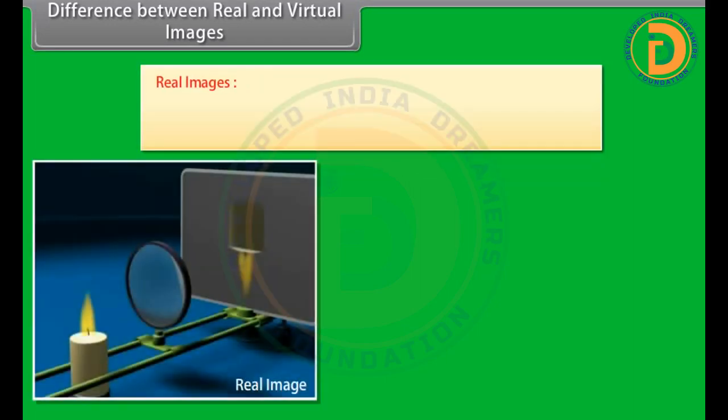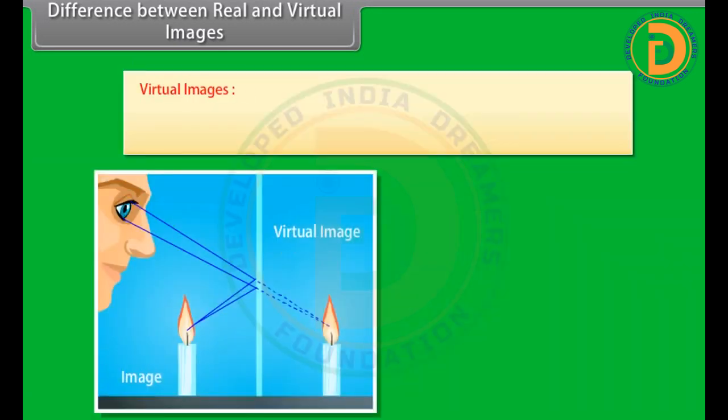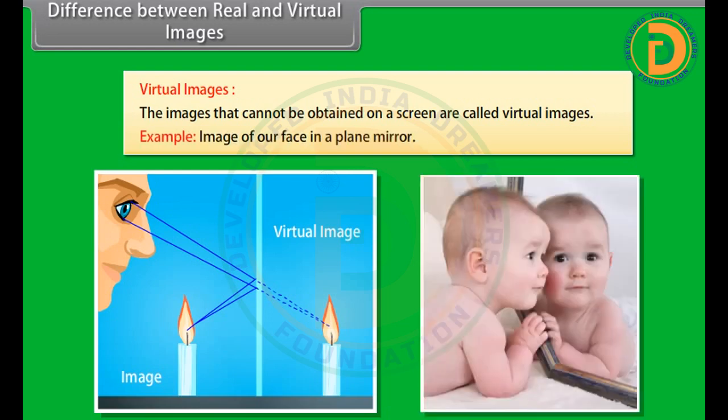Difference between real and virtual images. Real images. The images that can be obtained on a screen are called real images. Example. Images formed on a cinema screen. It is formed by a concave mirror. Virtual images. The images that cannot be obtained on a screen are called virtual images. Example, image of our face in a plane mirror. It is formed by concave lens.